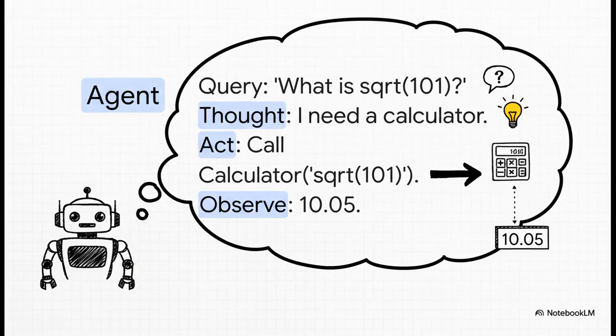Here's a super simple example of an agent in action. The query is, what is the square root of 101? The agent's first thought is, this is math. I should use the calculator tool. So it acts. It calls the calculator with the right input. It then observes the result, 10.05, and realizes, okay, I'm done. And that becomes the final answer. You're literally watching it reason its way to a solution.